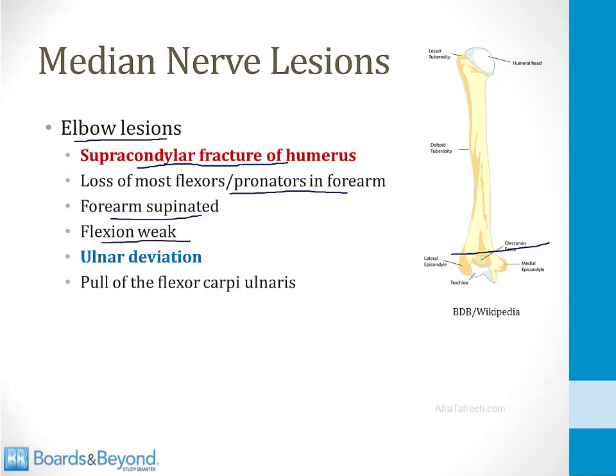And then as I talked about earlier, a very high yield thing to remember is that in a median nerve lesion that is proximal, like at the elbow, there will be ulnar deviation of the wrist, especially with flexion. This is because the flexor carpi ulnaris muscle maintains its innervation by the ulnar nerve and it can flex the wrist, but when it does so, it pulls it towards the ulnar side.